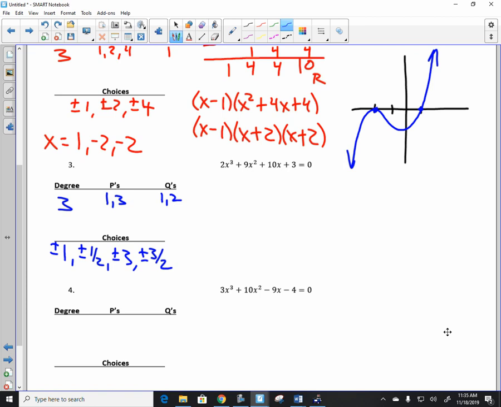Negative 1 cubed is negative 1 times 2 is negative 2. Negative 1 squared is 1 times 9 is 9. Minus 10 plus 3. Does that give me 0? Sweet. That means that x plus 1 is a factor. Take that negative 1 and drop it in. 2, 9, 10, 3.